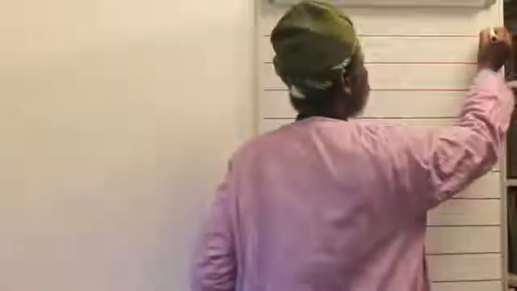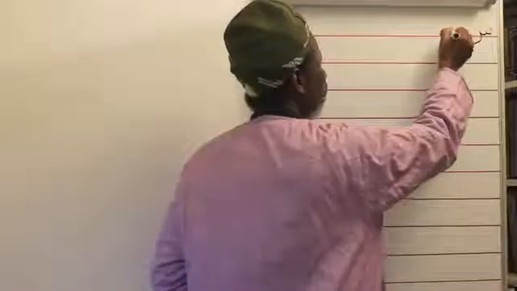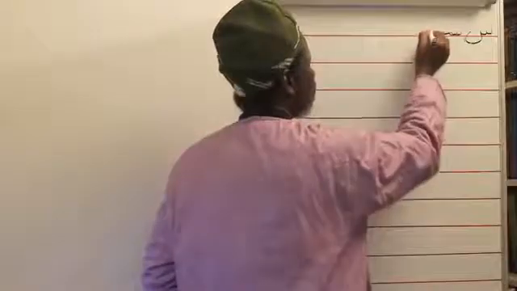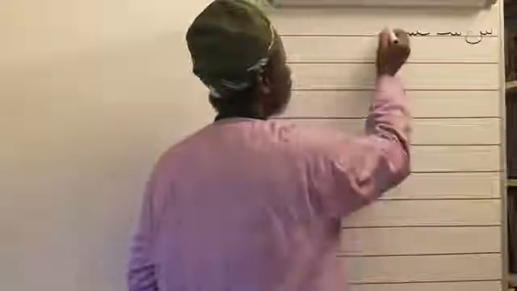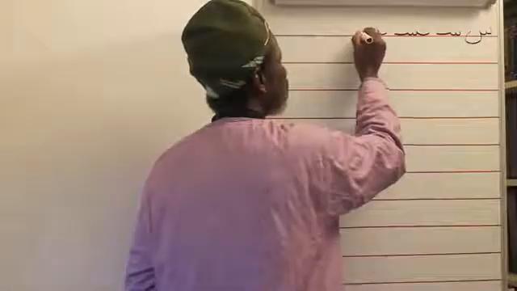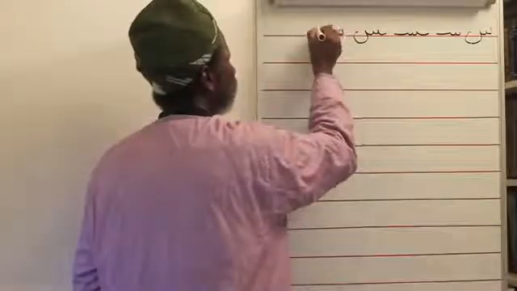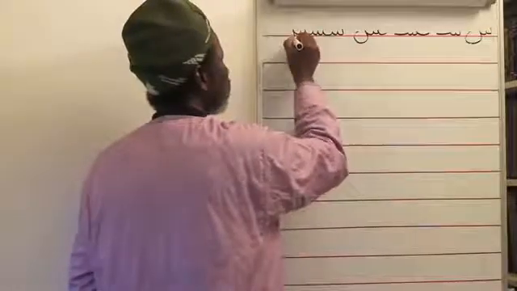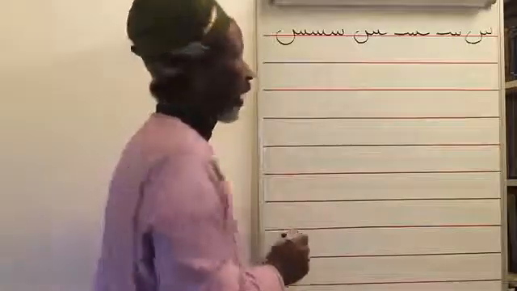Sin in isolated format. Sin at the beginning, extend slightly. Sin in the middle. And sin at the end. And your sin joined form. Sin. You write the whole thing in one go.